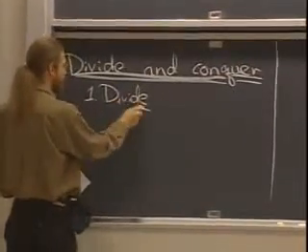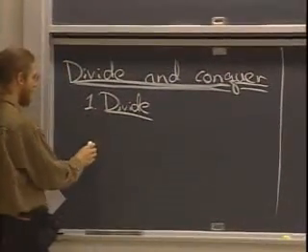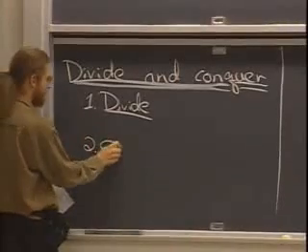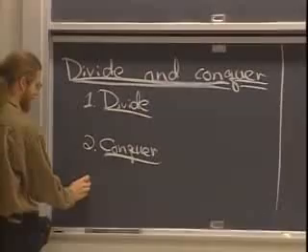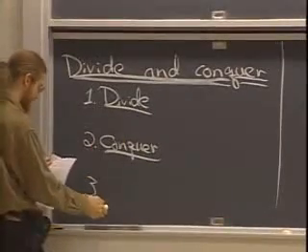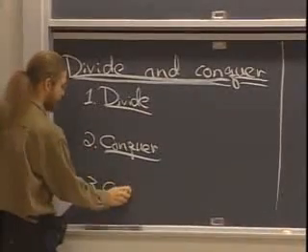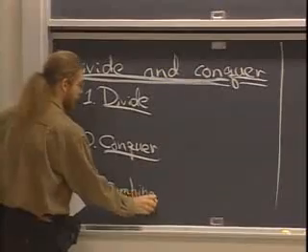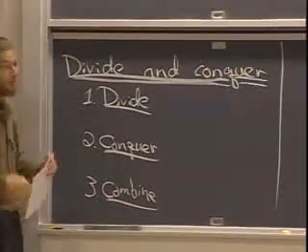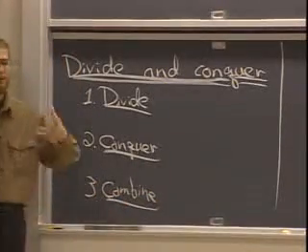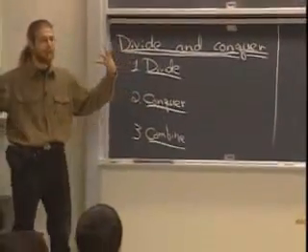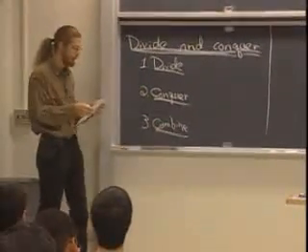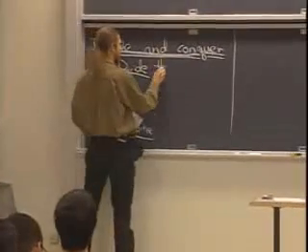So as you might expect, the first step in divide and conquer is divide, and the second step is conquer. But you may not have guessed that there are three steps, and I'm leaving some blank space here, so you should too. So divide and conquer is an algorithmic technique. You're given some big problem you want to solve. You don't really know how to solve it in an efficient way, so you're going to split it up into subproblems. That's the divide.